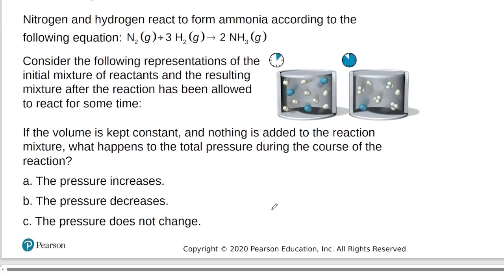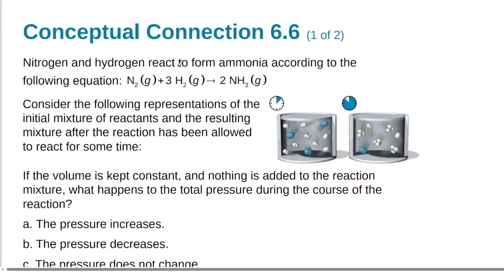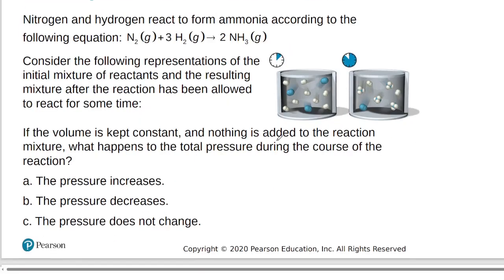Okay, so let's read this problem. Nitrogen and hydrogen react to form ammonia according to the following equation. N2 plus 3H2 yields 2 ammonia. Consider the following representations of the initial mixture of reactants and the resulting mixture after the reaction has been allowed to react for some time. If the volume is kept constant and nothing is added to the reaction mixture, what happens to the total pressure? So let's see what's happening. We have 1 mole of nitrogen plus 3 moles of hydrogen going to 2 moles of ammonia. In other words, we've got 4 moles of starting material going to 2 moles of product.